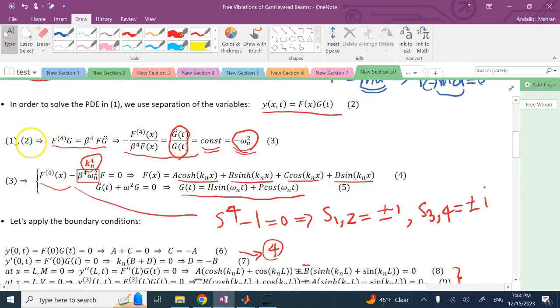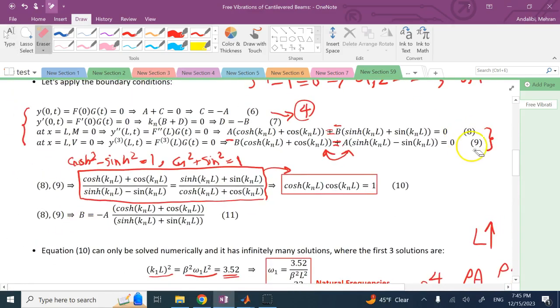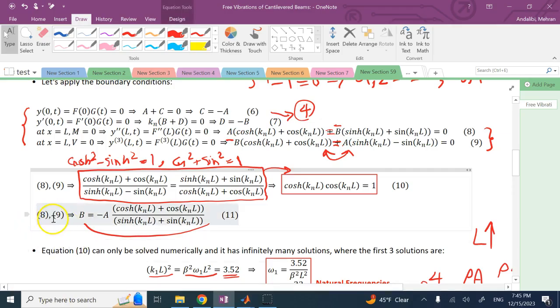Now there is one extra relation from 8 and 9 that we can find. Remember, from 8 and 9 we eliminated A and B. We found this important equation 10, which gives us, if we solve it numerically, the natural frequencies. Also, from either of them, you can find a relation directly between A and B, and that is equation 11. So it's not from 8 and 9 together, it's basically from 8 or 9, okay? From either one of these, you can find a relation between A and B, so you find B as a function of A.